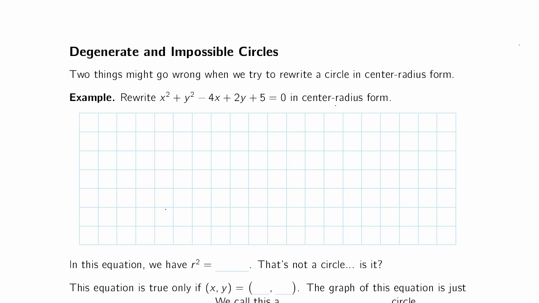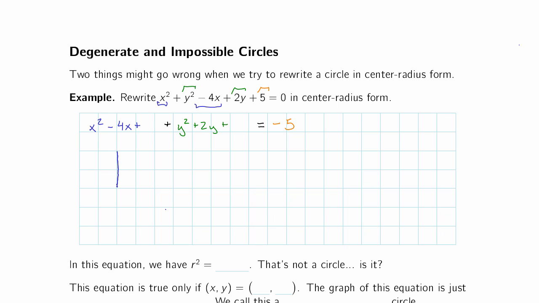We'd like to write that in center radius form, so we'll start by arranging the terms for completing the square. My x terms, I have x squared minus 4x plus a constant I'll figure out when I complete the square. My y terms, I have a y squared plus 2y plus a constant I'll figure out when I complete the square. And then I'll subtract 5 from both sides. So I'll have a negative 5 on the right.